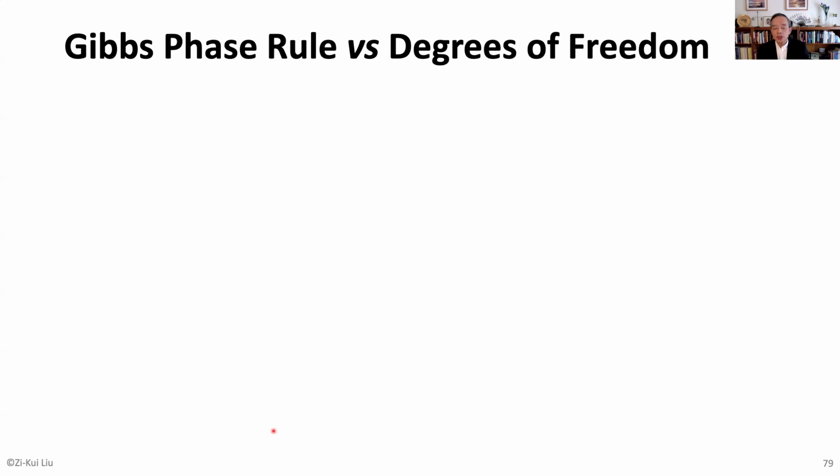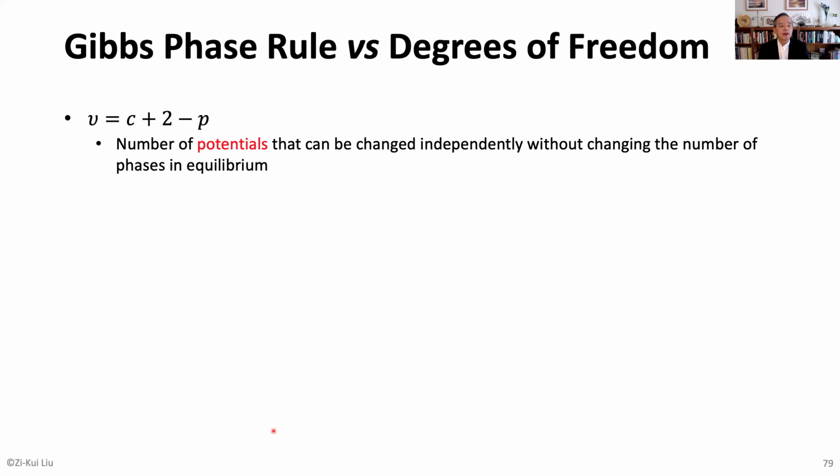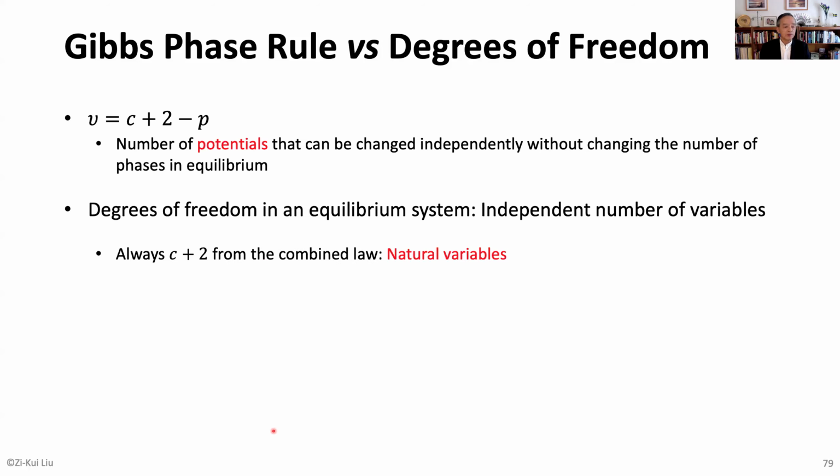However, if you look at the literature, people often use the Gibbs phase rule to talk about degrees of freedom. In principle, they are right. However, there is a lot of confusion here. The reason is that, as I emphasized, nu equals C plus 2 minus P is about the number of potentials, because all quantities here are potentials. The Gibbs-Duhem equation is about the relations between the potentials.